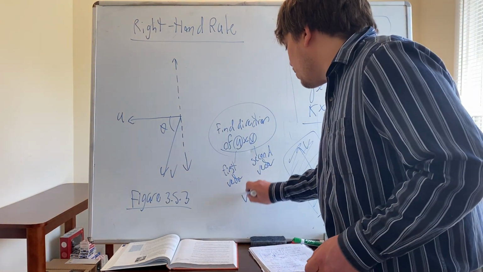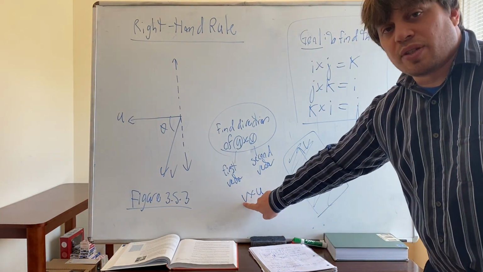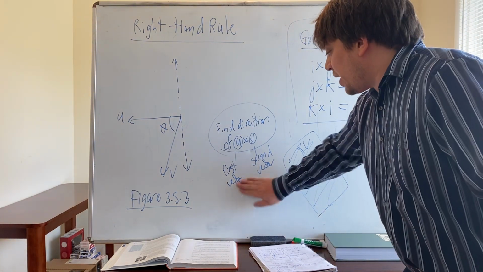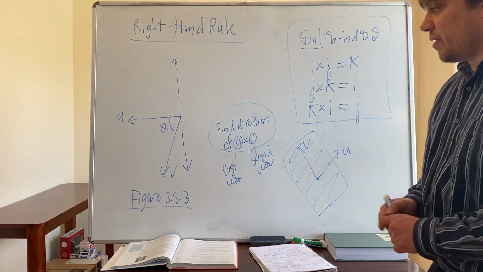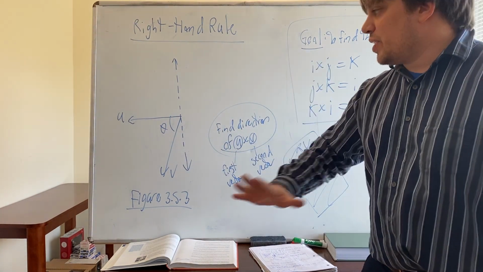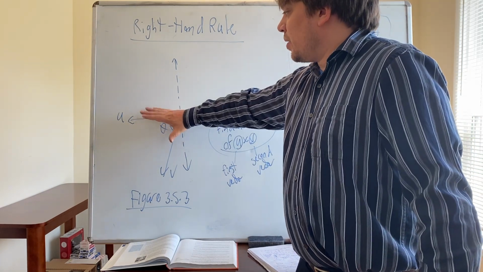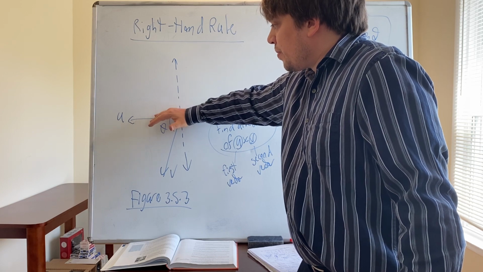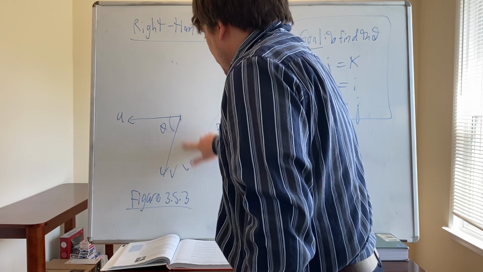Okay? If I was thinking about v cross u, then v would be the first vector and u would be the second vector in this context. But I chose u cross v, so u in this context is the first vector, v is the second vector. I'm going to point my fingers in the direction of the first vector u. Okay? And my thumb is just going to stick out. Okay? Oh wait, let me draw this better.